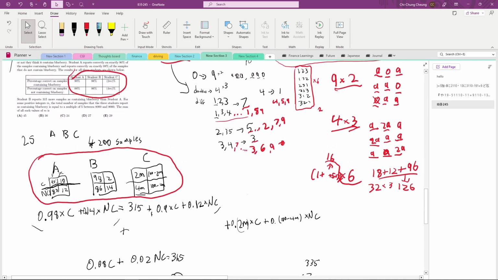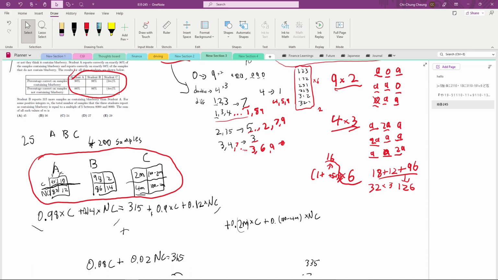So I listed out the information we have first, because it's so long, you really need to list it out. Student B reports 315 more samples as containing blueberry than student A. How can you report a sample containing blueberry, right? It can either be it has blueberry and you think it has blueberry, or it doesn't have blueberry and you think it has blueberry.